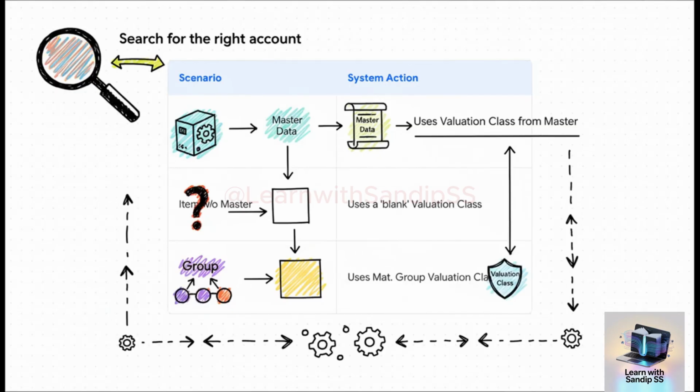Now check this out. What's so cool is how SAP actually prioritizes its search. So if an item has a material master, it's super simple. It just grabs the valuation class from there. Done. But what if there's no material master? Well, here's the clever part. The system looks at the material group the item is assigned to and pulls the valuation class from there. And if all else fails, it just defaults to a blank valuation class. So it's got a backup plan for its backup plan.